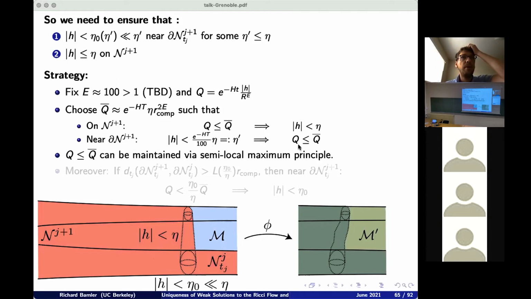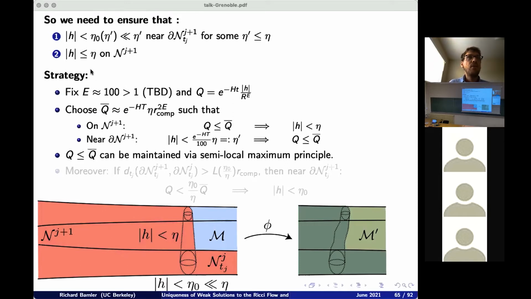So I want this to be true not only on the boundary, but near the boundary. By near, I just mean within a distance such that if you're not near the boundary, then we can fit these parabolic neighborhoods into Nj plus 1. This is how we can ensure property 2. If we can perform this step and if we have control of H near the boundary to this degree eta prime, then we can propagate the bound on H forward in time, and we can continue doing this without ever losing anything that depends on J.